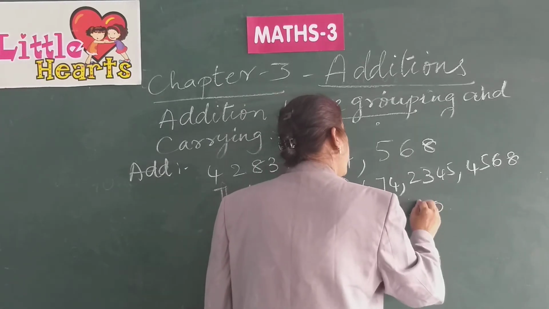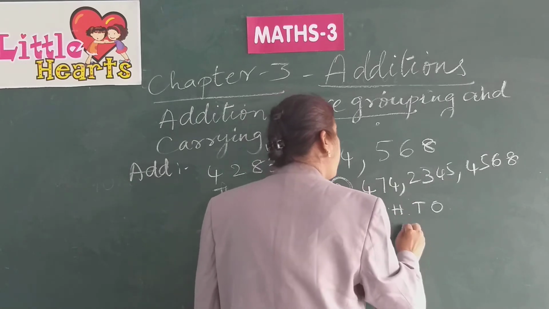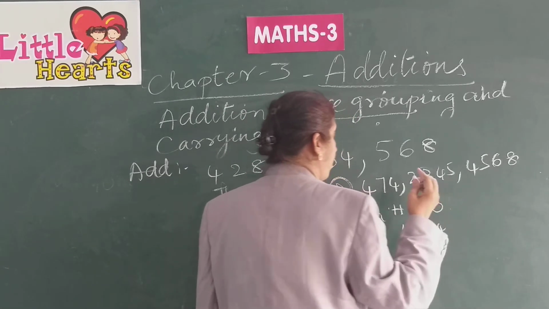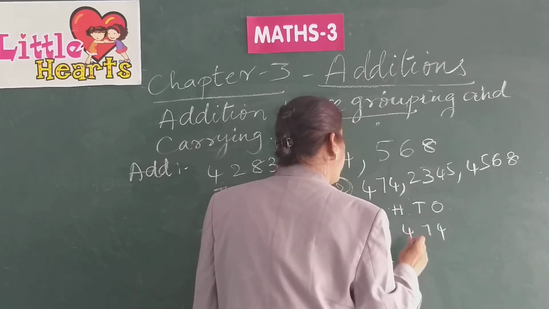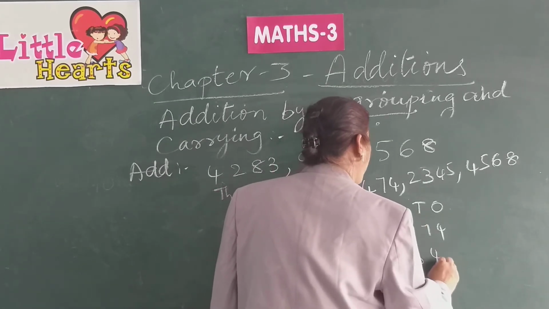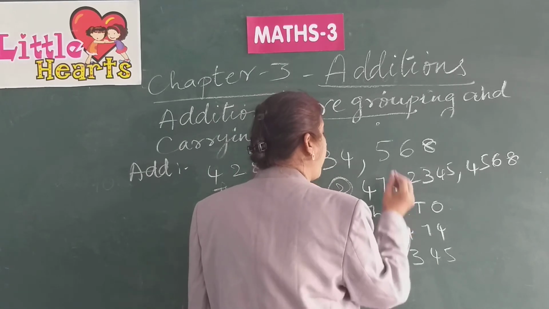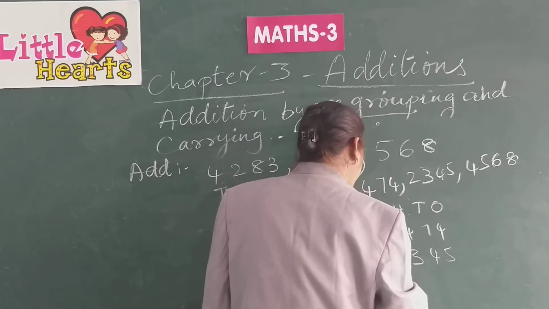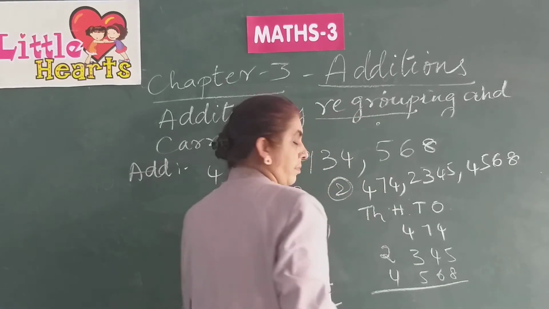So ones, tens, hundreds, thousands. The first number is 474. Second number is 2,345. Start writing from the thousands place. 4,568.